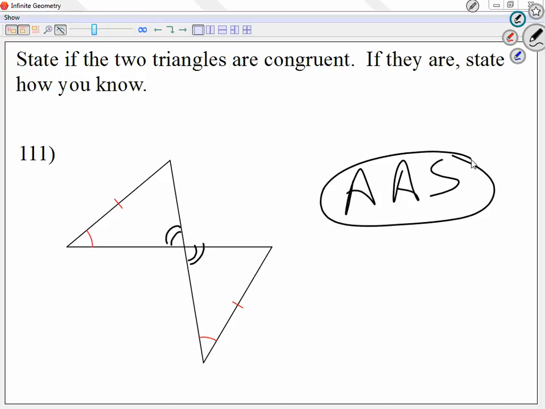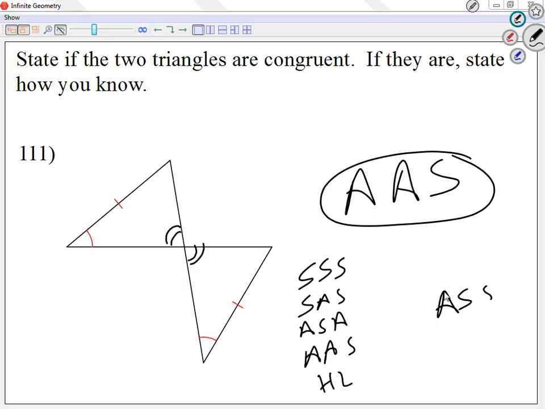There were 5 that did work. The 5 that did work were side side side, angle side angle, side angle side, angle angle side, and HL. Those are the 5 that do work. Now those that don't work are angle side side and angle angle angle. Those don't work. So if it's angle angle angle, it's not congruent. Is there such a thing as side side angle? Side side angle is the same thing as angle side side because you can read it backwards. So the 5 on the left are the 5 that do work. The 2 on the right are those that do not work.